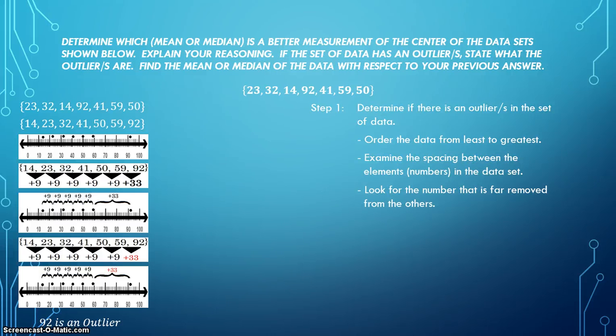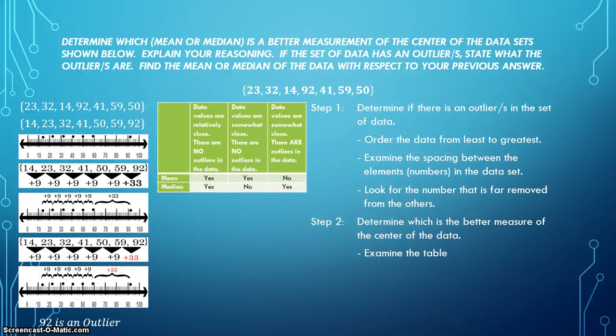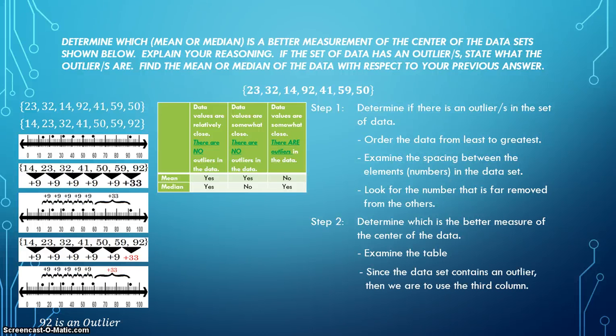Okay, so now we know there's an outlier. Because of that, we're going to jump into the next step, determine which is a better measure, and we're going to examine the table to determine that. So I'm going to pop up the table, and since we first look for an outlier, we're going to look through the columns and what they say about outliers. I highlighted what they say about outliers in green. The first column says there are no. Next one says there are no outliers as well. And the last one says there are outliers. So clearly, since there is an outlier, we're going to use the third column. So I'm going to red out the other two and keep that last one green.